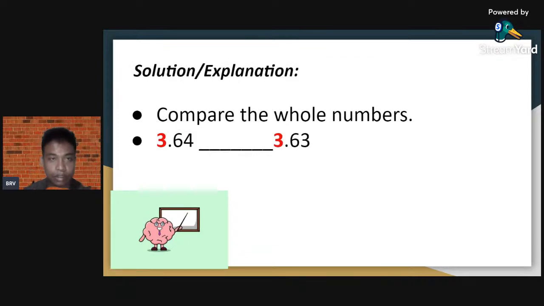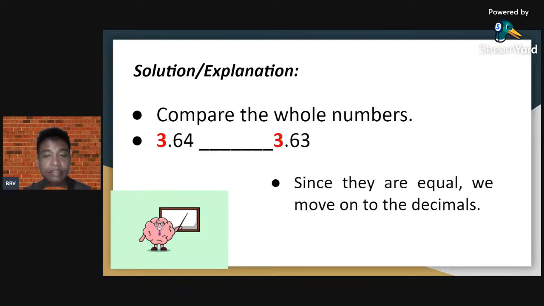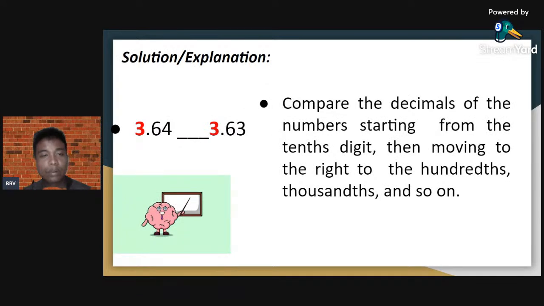Compare the whole numbers. Look at the whole numbers of both numbers. In one we have 3, and in the other one we have 3. They have the same value. Since they are equal, we move on to the decimals.